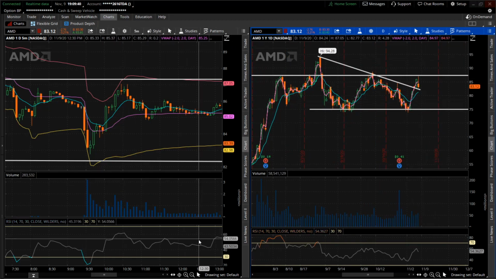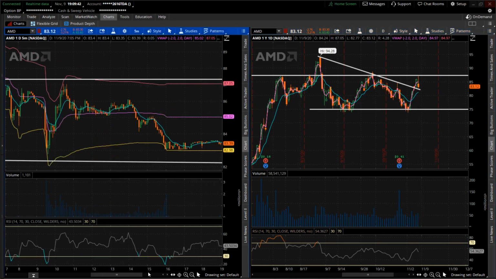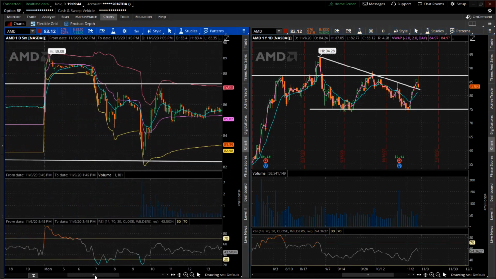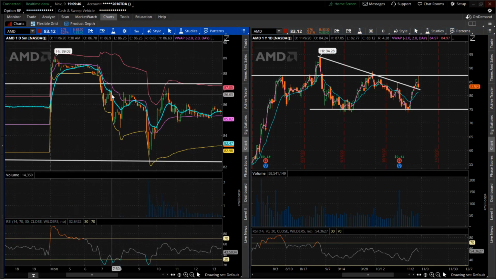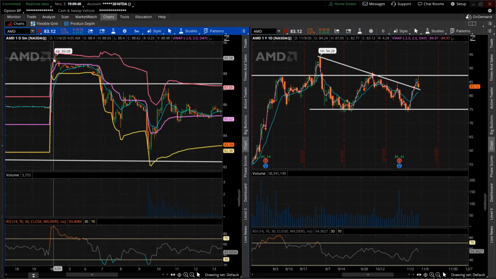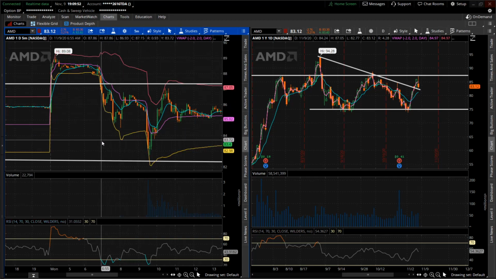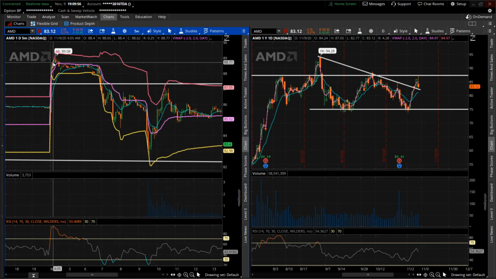Now, we're going to come back over to AMD on the 5-minute chart, and here is some of the pre-market activity. I had the high over here marked off, and I had the low marked off as well. Areas where AMD could possibly bounce, or AMD could possibly reject or support. So I had the low pre-market.